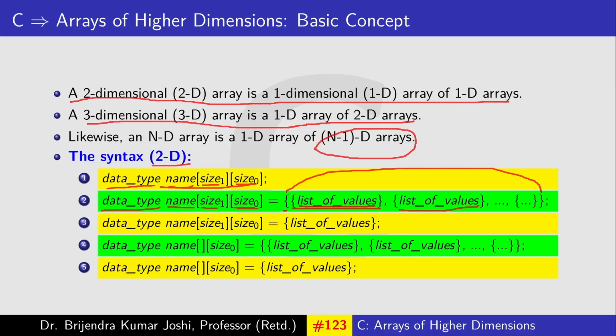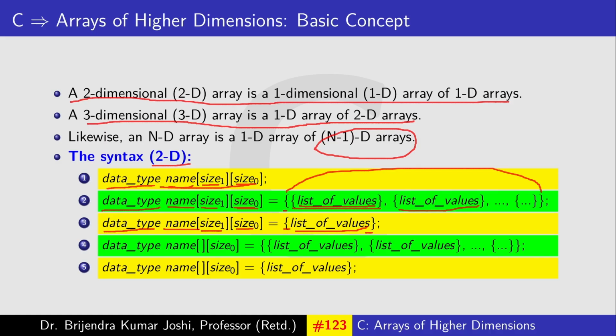Another way of declaring and initializing is data type, some legal name, then size 1, size 0, and within a single pair of braces you provide the values separated by comma. How many of those values must be there? Size 1 multiplied by size 0. So it will automatically assign values accordingly.